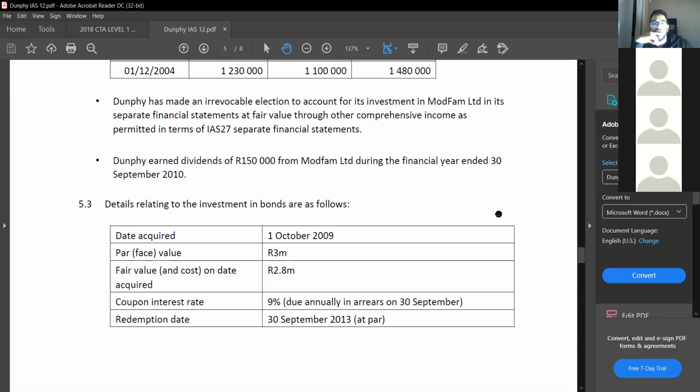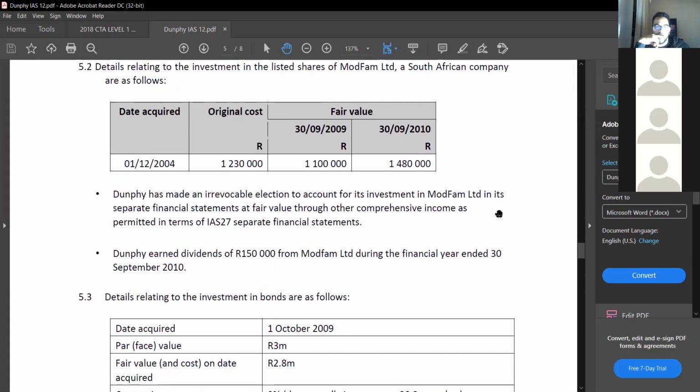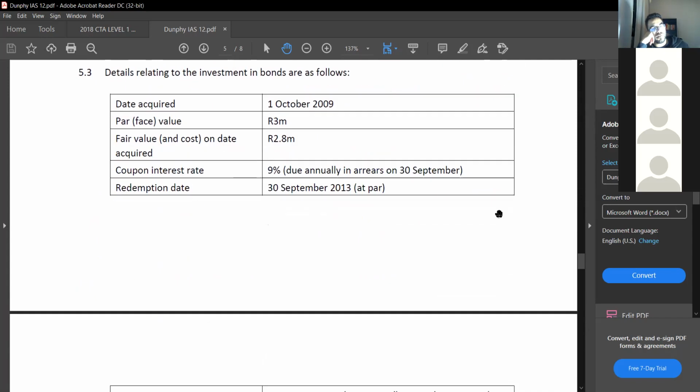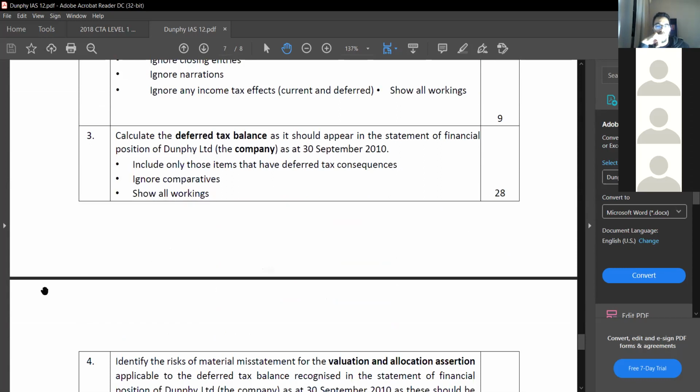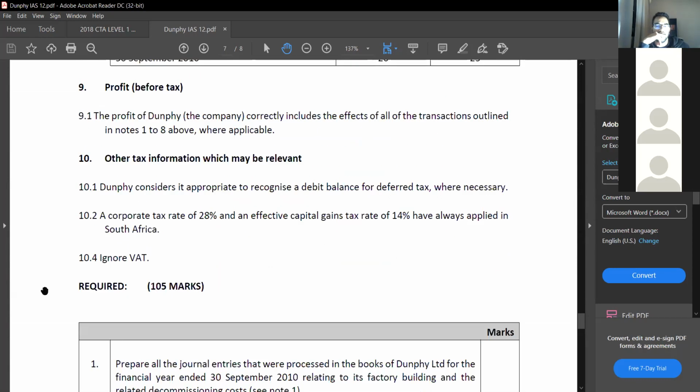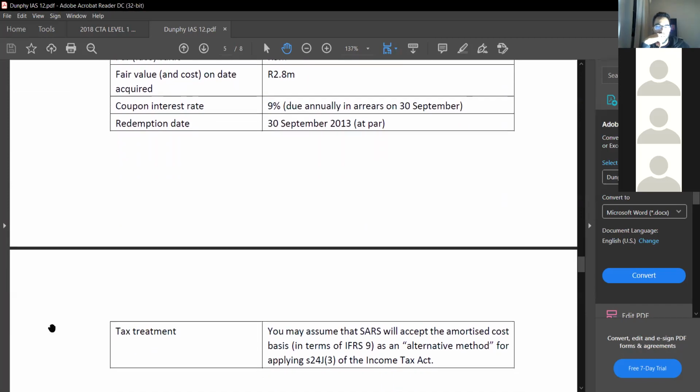What date are we at? Which year are we in currently? What is our current financial year end? Let me check. 30 September 2010. Okay, go back up. Okay, scroll a bit down. Okay, try to show the whole of 5.3.